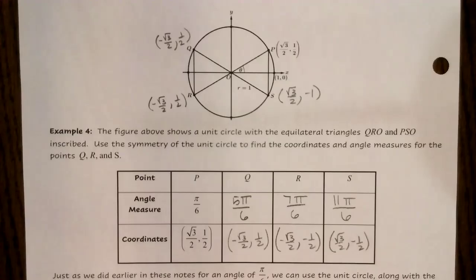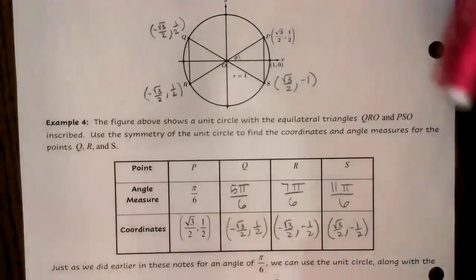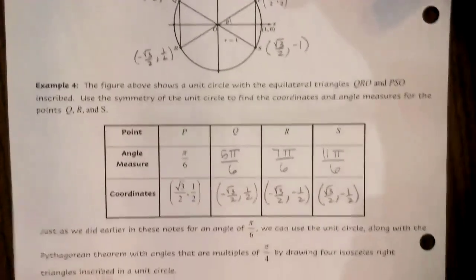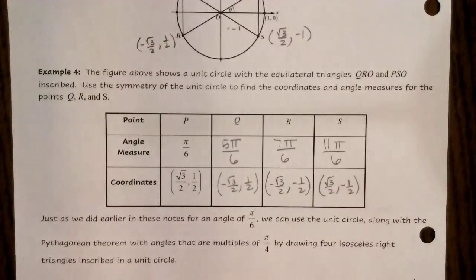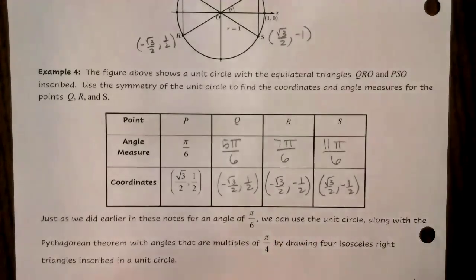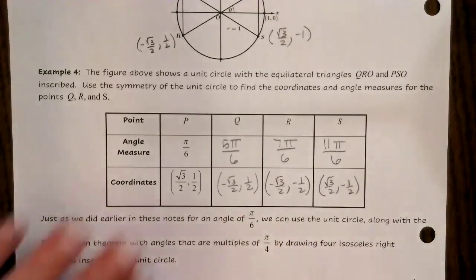All right, so check that you've written those coordinates correctly, so that you do have them to fill out the unit circle afterwards. So it says, just as we did earlier in these notes for an angle of pi over 6, we can use the circle along with the Pythagorean theorem with angles that are multiples of pi over 4 by drawing 4 isosceles right triangles inscribed in a circle. So we just did the pi over 6s. Now it's time to do our pi over 4s.